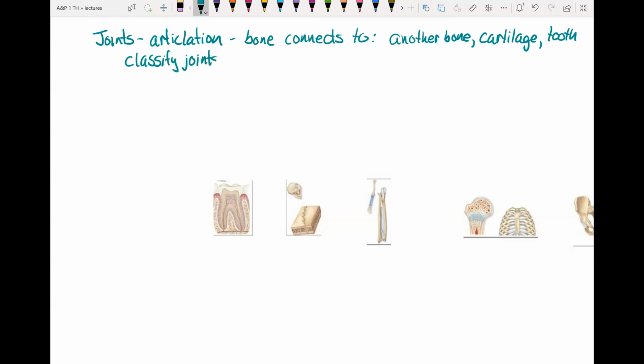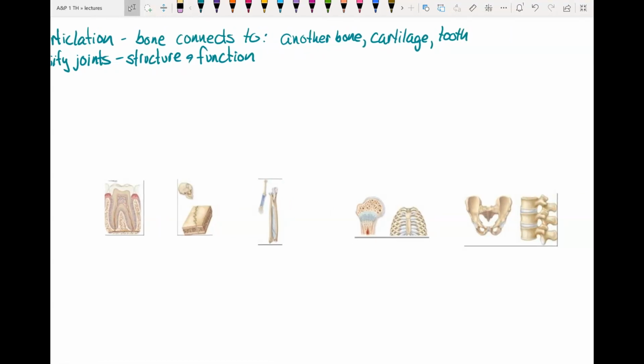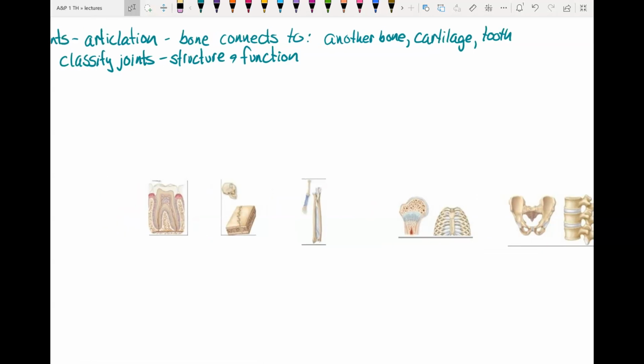They're classified based on two criteria: their structure and their function. So first we're going to go through and look at the structural classifications. Then when we have that done, we're going to add the functional classifications. So your page in your binder is sideways because this is kind of a chart to group out all the different types of joints. We're going to start with the first one here, the fibrous joint.